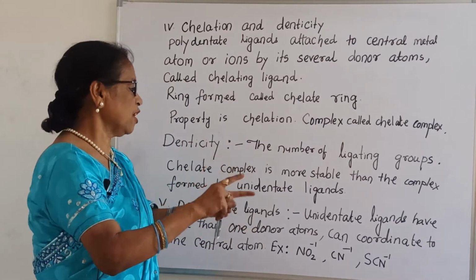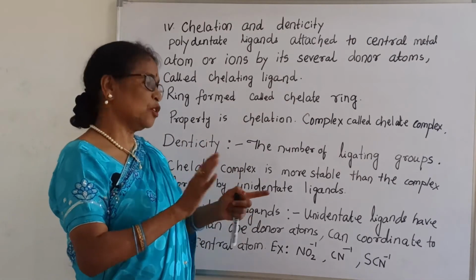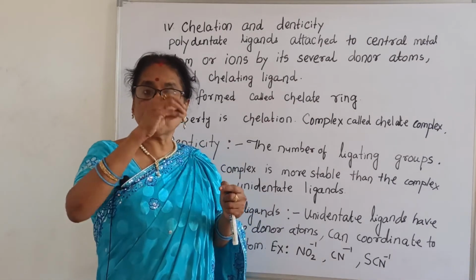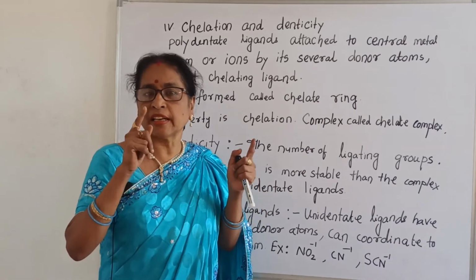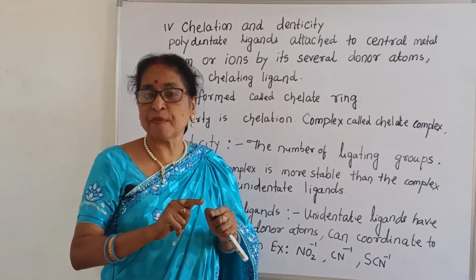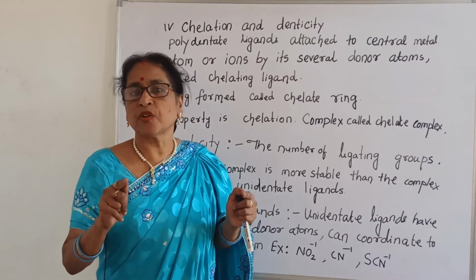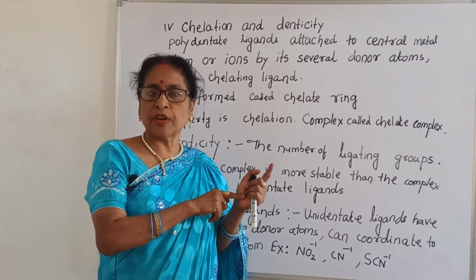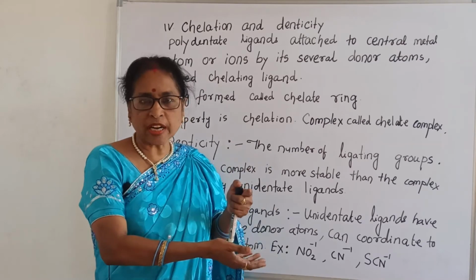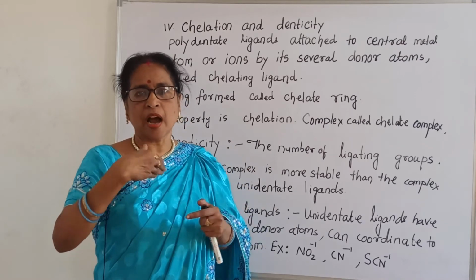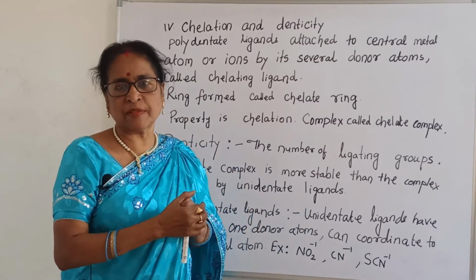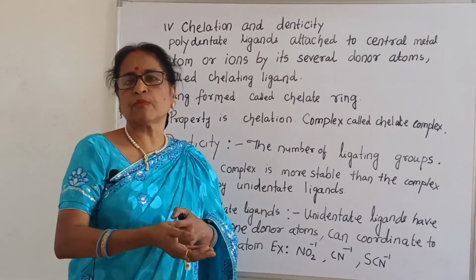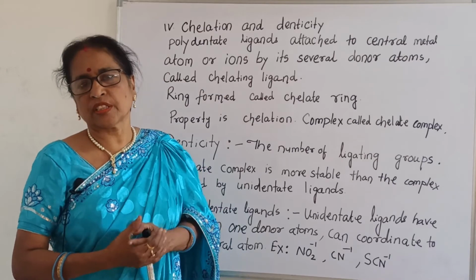That means these unidentate ligands have more than one donor atom possible, but remember, both will not donate at the same time. It can never donate both. Either carbon will donate in cyanide, then one type of compound is formed, and if nitrogen acts as the donor atom to the central metal atom, then it forms another type of coordination compound.